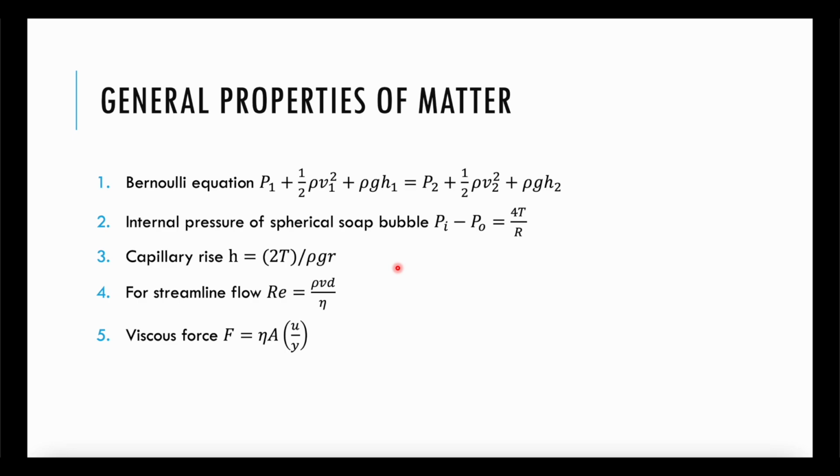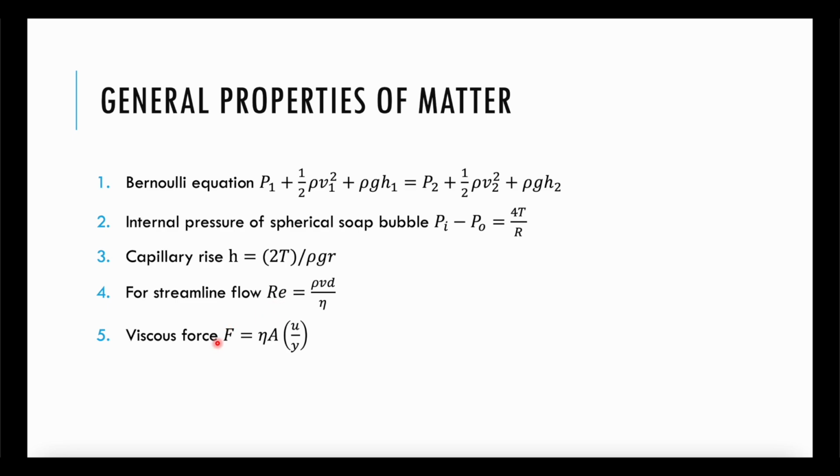And then there was another question that requires the formula that Reynolds number is equal to rho times the velocity times the diameter. Remember, this is the diameter, not the radius, divided by the viscosity. And for streamline flow, this Reynolds number is 2000. The maximum possible value of Reynolds number is 2000.